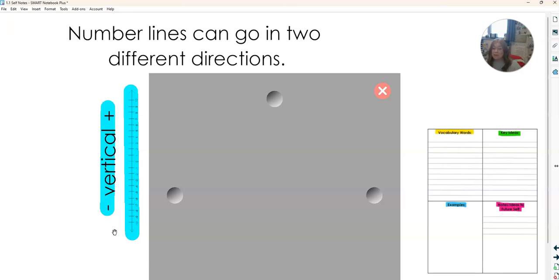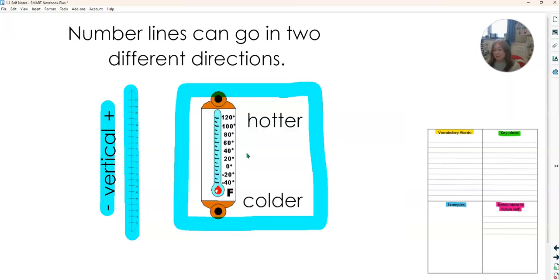So up and down every single time, those vertical number lines have to have positive on top and negative on bottom. A way you can help remember this is a thermometer. So when I have a thermometer, right, the temperature goes up, up, up, it gets hotter. Or if it drops down, that means it's getting colder. You can see here's 0, right? We can go into the negatives. It gets in the negatives here in Utah and it gets colder. So make sure you have those examples of vertical number lines here in your example box.